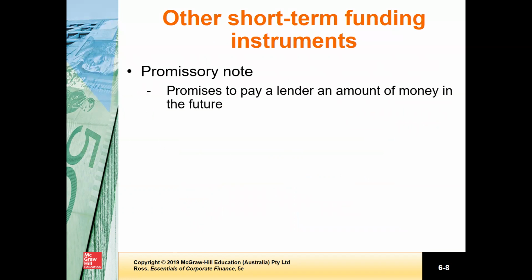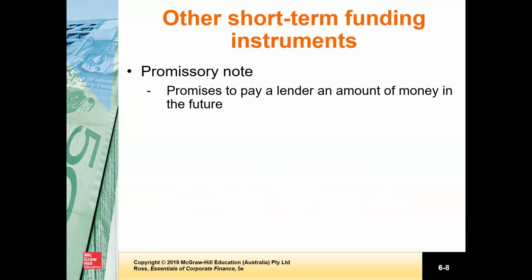Now, a couple of other short-term funding instruments. First of all is a promissory note. Promissory notes are simply promises to pay a lender an amount of money in the future and are issued for short terms. The default risk, meaning the risk of not being repaid, of a promissory note depends on the financial strength of the issuer. So for example, if you're a company issuing a promissory note, an investor will be buying this note. So you are essentially promising your investor that you will repay this money.